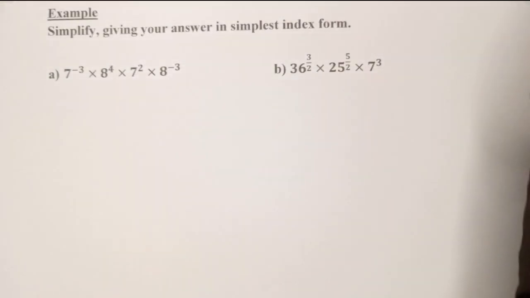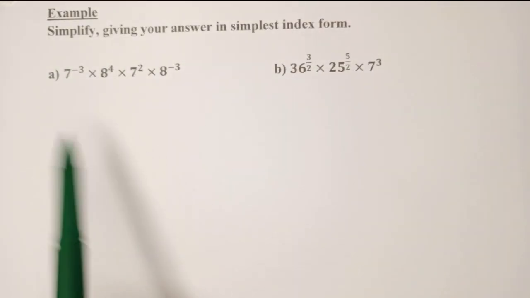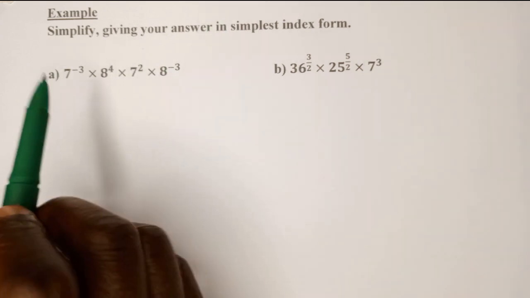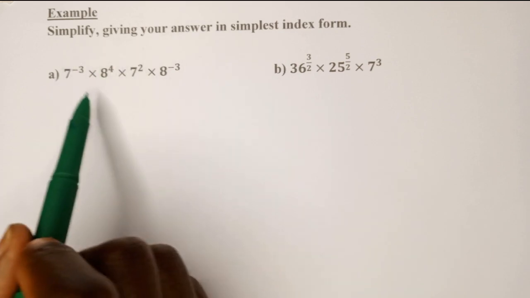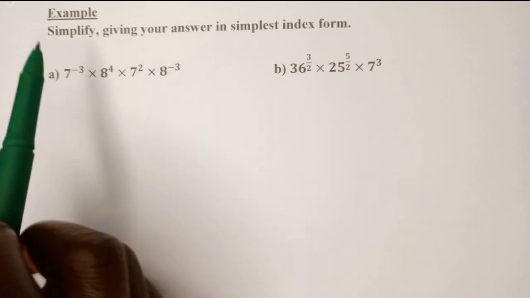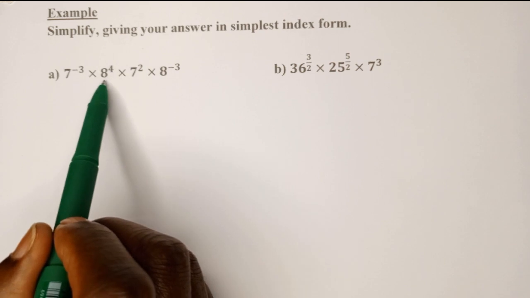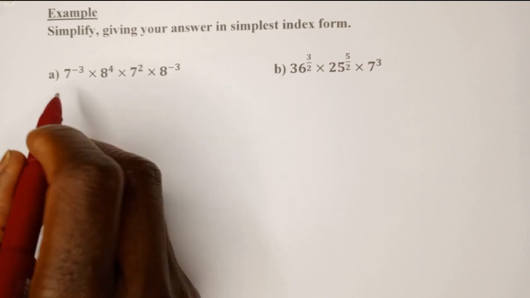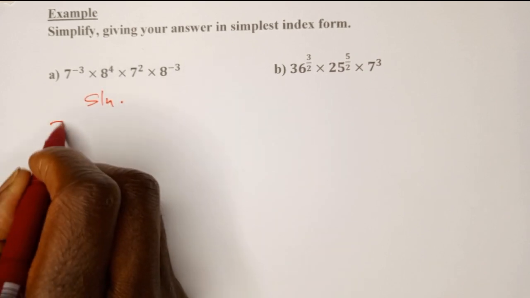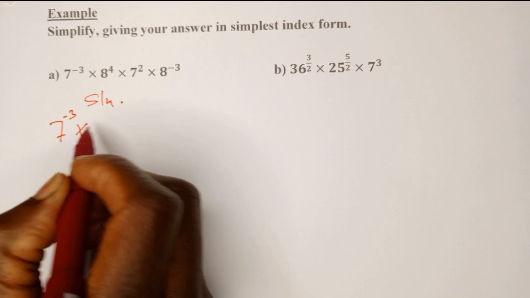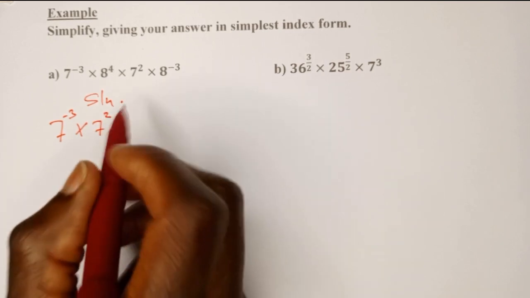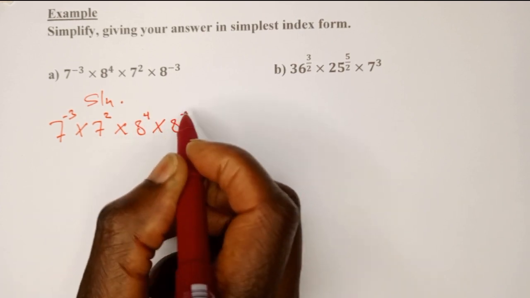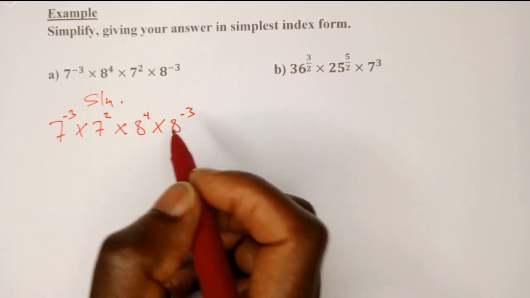Examples: simplify, giving your answer in the simplest index form. So I've been given this one here. You identify the ones which have a common base. So we have 7, we have 8, we have 7, we have 8. Collect the ones which have a common base. So this is 7 raised to negative 3 times 7 raised to 2, then we have times 8 raised to 4 times 8 raised to negative 3.